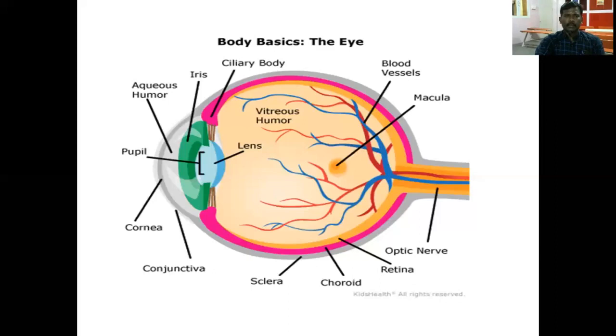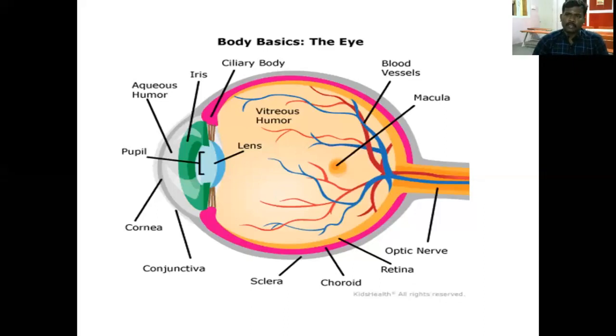The parts are the pupil, cornea, iris, ciliary body, blood vessels, retina, choroid, and sclera. These are the main parts. In your textbook also, they slightly touch on these parts. And this diagram is very important. Most of the time, they give that diagram and you have to mark those particular parts.